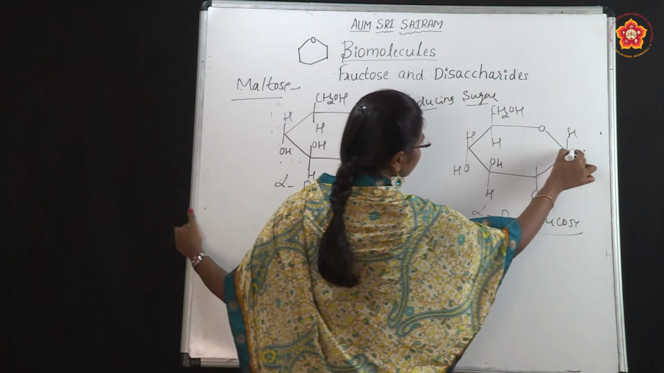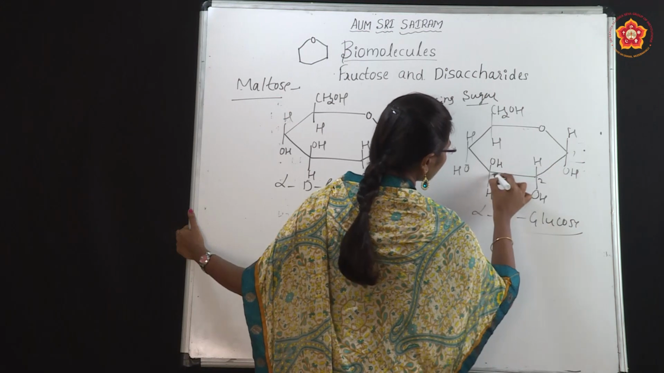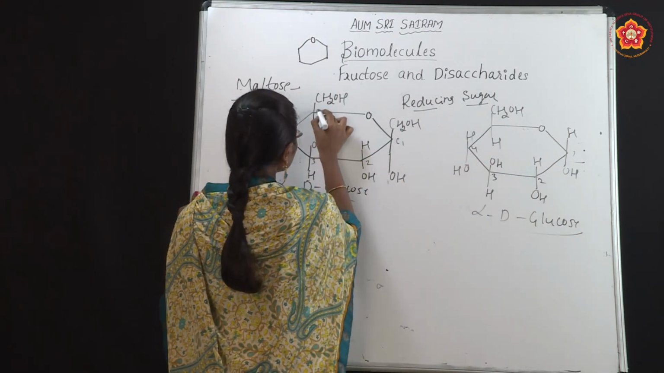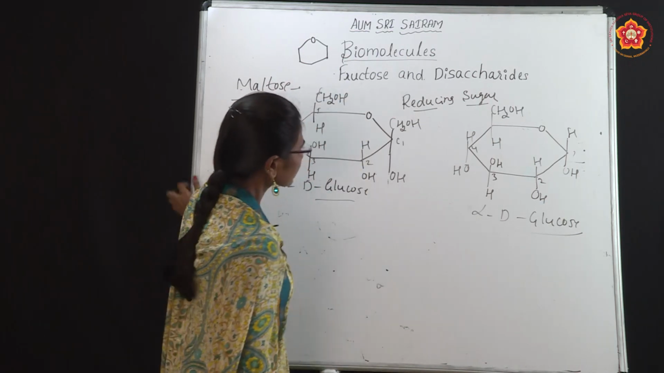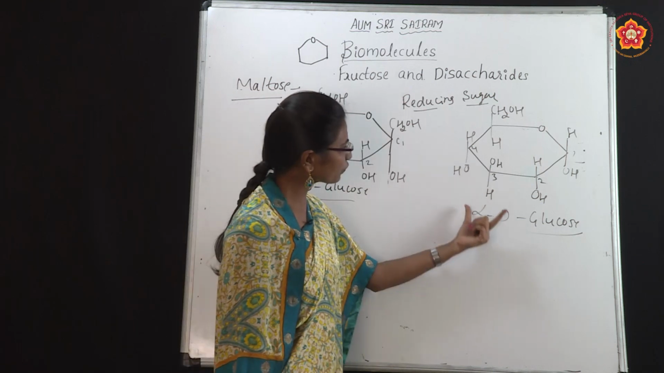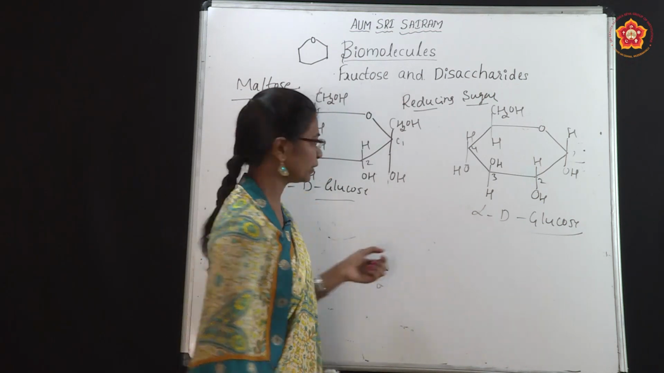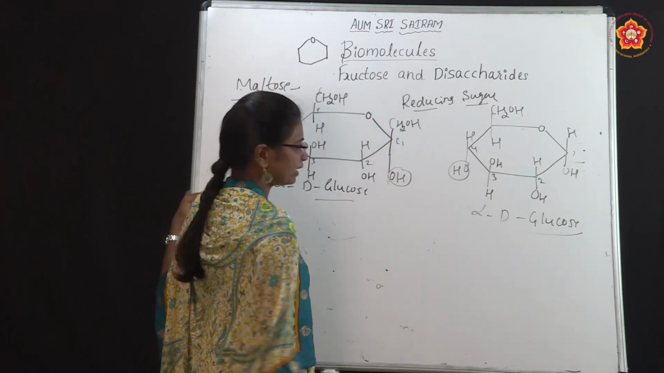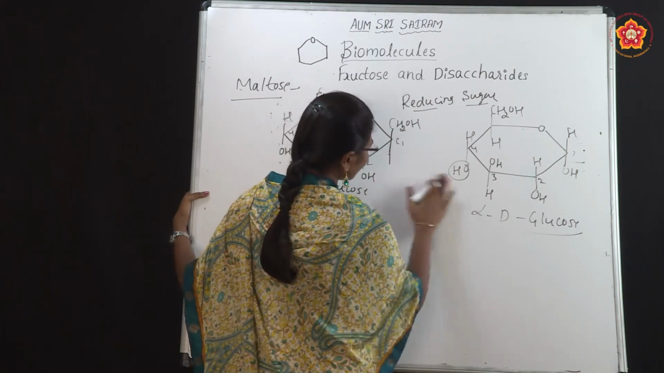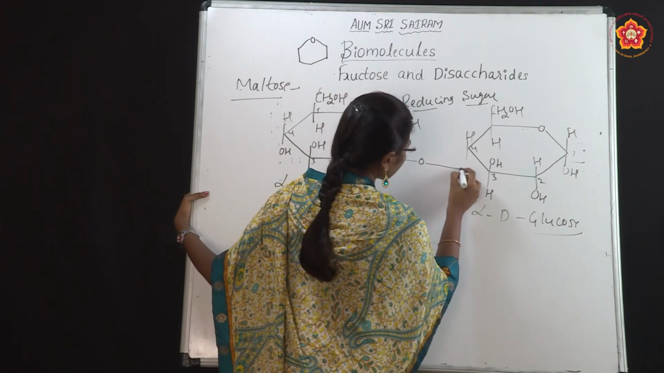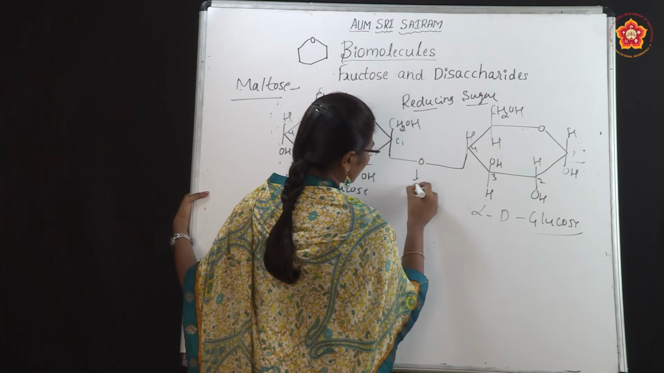So here this is 1, this is 2, this is 3, this is 4, and here 1, 2, 3, 4, this is 5, this is 6. Here C1 of the one alpha D glucose and C4 of the another alpha D glucose are linked together. See here there are 2 OH groups, and these 2 will link together by glycosidic linkage.